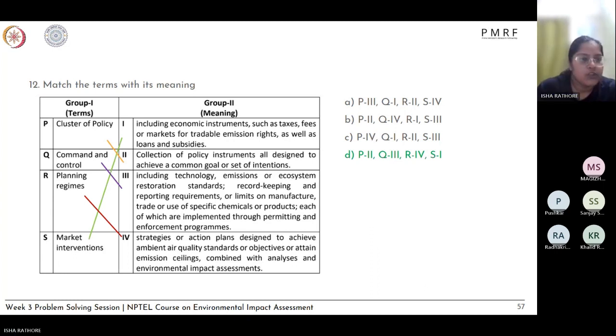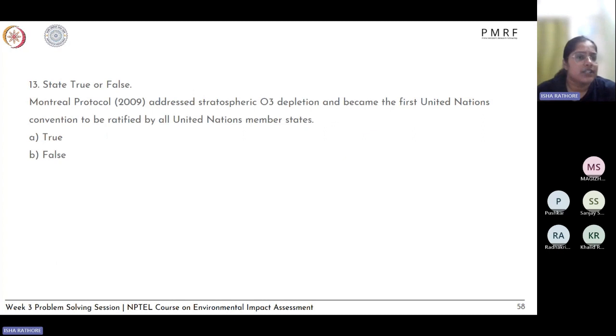Okay. Moving on to question 13. State true or false: the Montreal Protocol of 2009 addressed stratospheric ozone depletion and became the first United Nations convention to be ratified by all United Nations member states. Is this statement true or false?